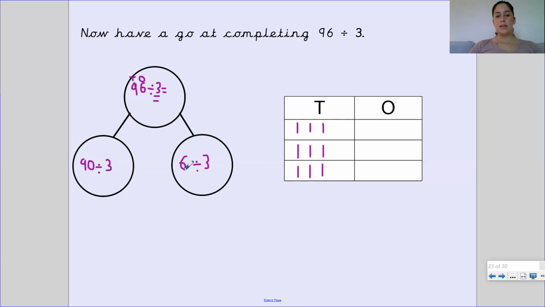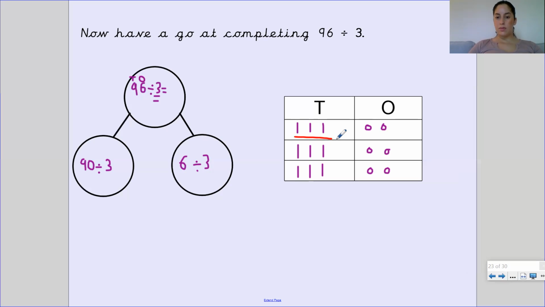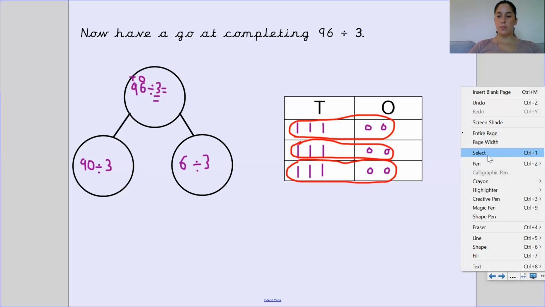Now I'm going to divide 6 ones by 3. Let's count together. 1, 2, 3, 4, 5, 6. I've divided 6 ones into my 3 equal groups. Now let's see how many we've got in each group. We have got 1 group here and 1 group here. So I'm looking at the rows as groups. So pause the video and count how many there are in each group.